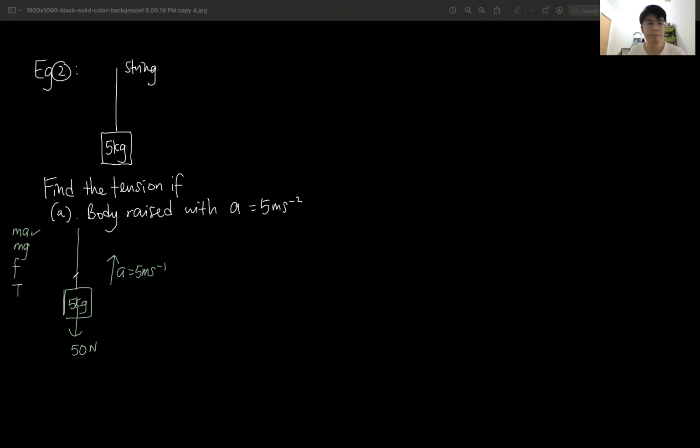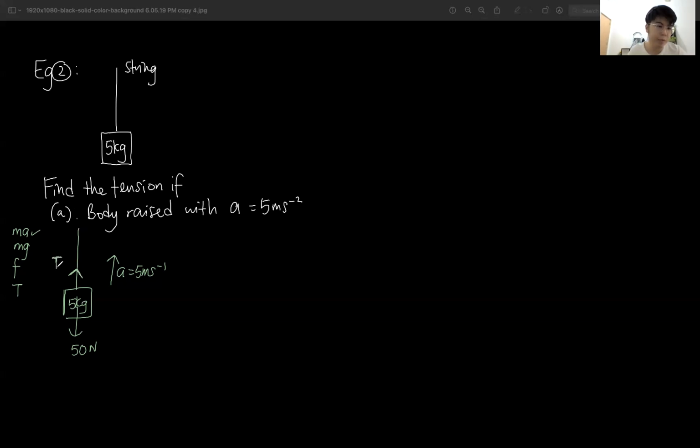How do you label tension? The way we label tension is to label it on the string. So this is the string. We label the arrow on the string, and this arrow is always coming out of the object. So this is our object here, and we put an arrow pointing away from the object. So this is how we label tension.